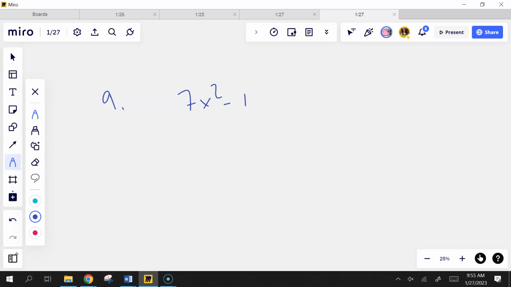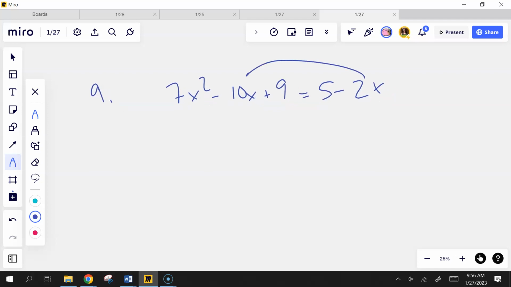7x squared minus 10x plus 9 by minus 2x. So I want to make sure it equals 0 before I start. To do that, I'm going to move the 2x by adding and subtracting the 5 there to make it 0. So I get 7x squared minus 8x plus 4 equals 0. All right, so there's my A, my B, and my C.